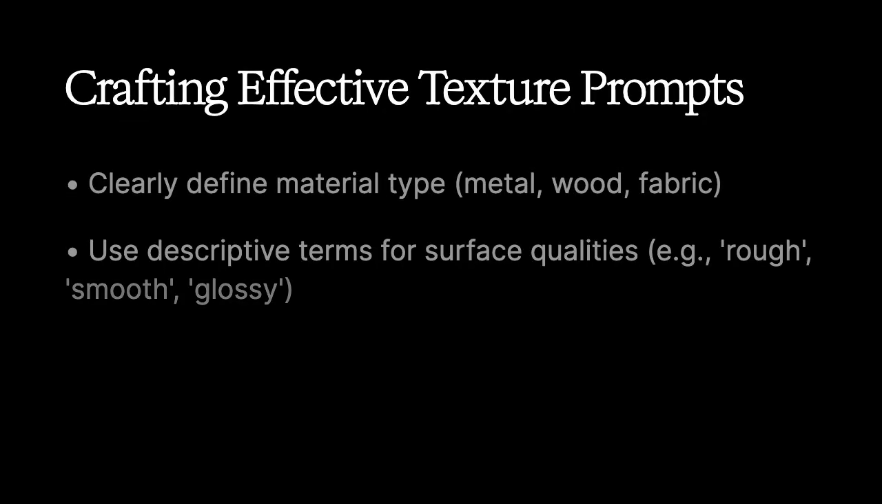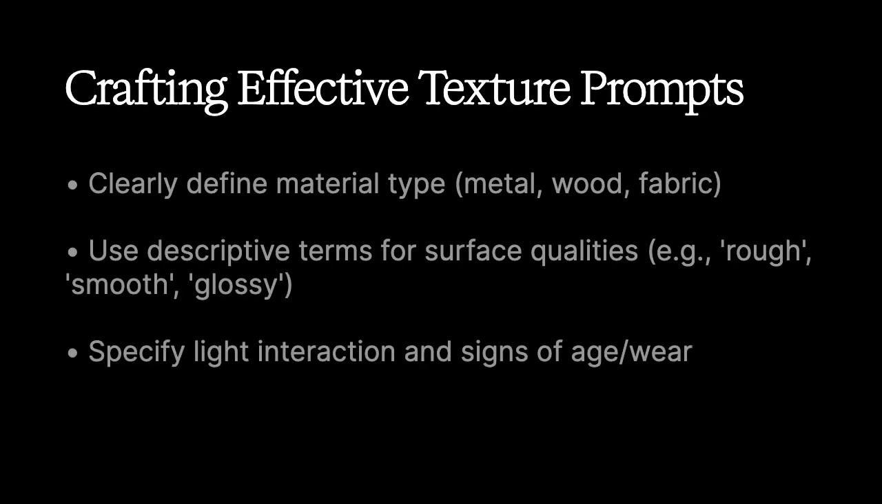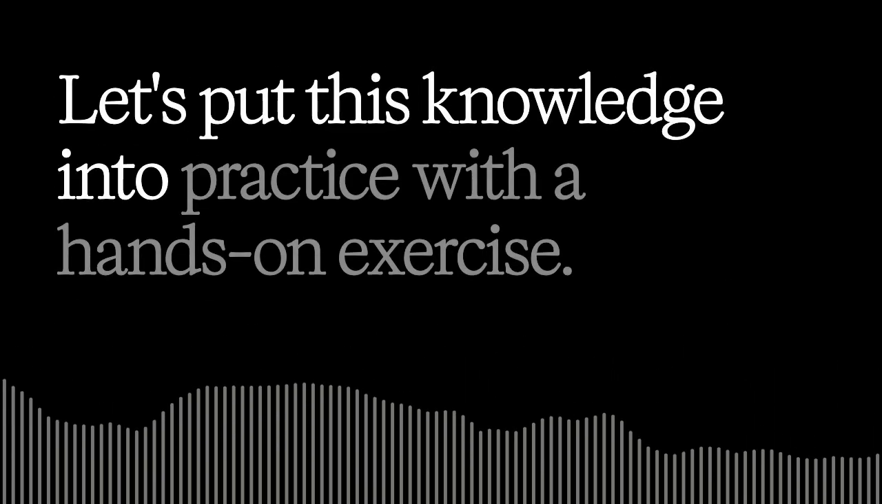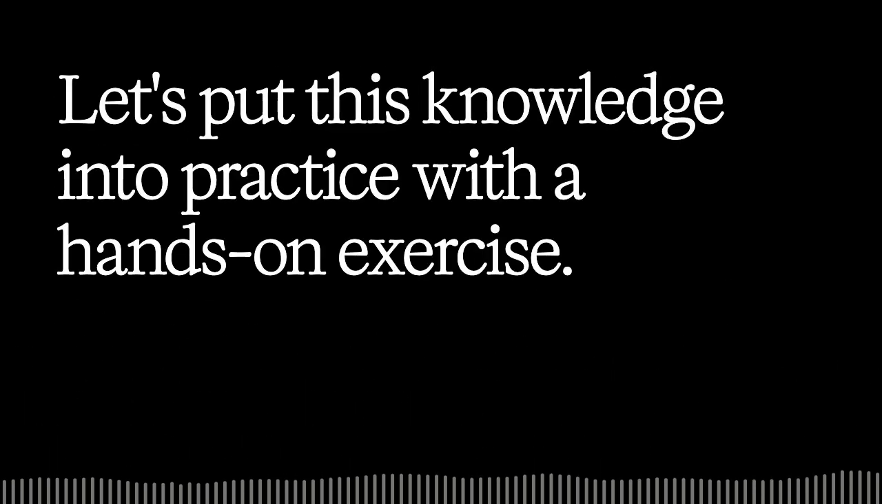When crafting prompts for texture generation, specificity is key. You'll want to clearly define the material type you're working with, whether it's brushed metal, weathered wood, or woven fabric. Include descriptive terms for surface qualities. Terms like rough, smooth, or glossy help guide the AI. Don't forget to specify how the material should interact with light and whether it should show signs of age or wear.